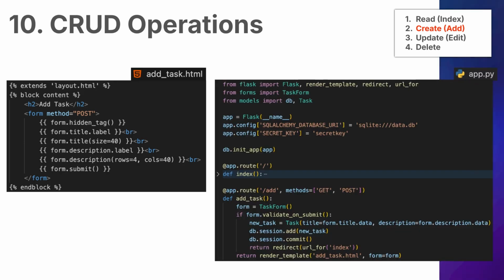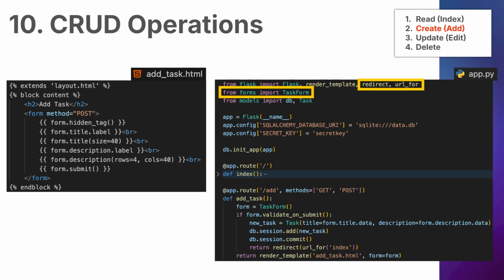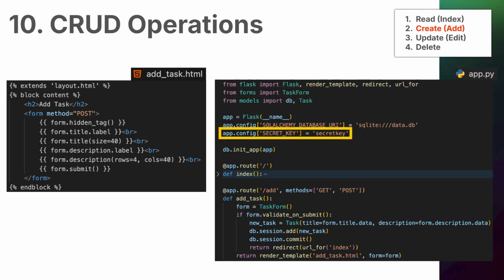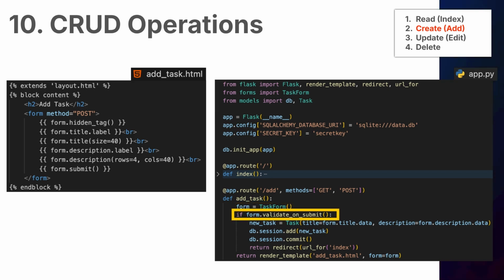Next, update the add task route. First, import redirect and url_for for navigating between routes. Also import the task form class we created using Flask-WTF. This part sets a secret key for CSRF protection used by WTForms. In the add route, create an instance of your task form for use in the template. Then it checks if the form was submitted and the required fields are valid, like the title is not empty.